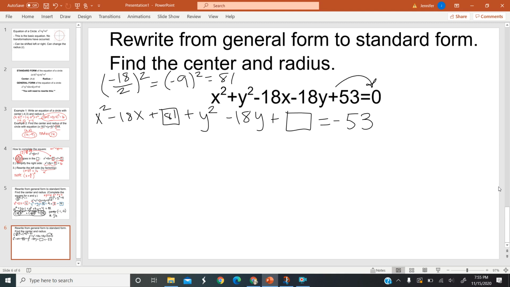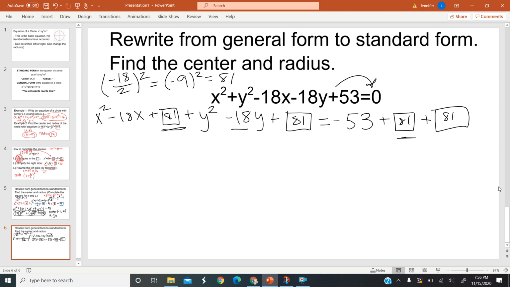And then my y b value is actually the same thing. So my y blank is also going to be 81. And then I actually forgot to put my blanks over on this side, so watch out for that. Make sure that if you put a blank over here, you put a blank over here. So I need 81s in both of those as well.